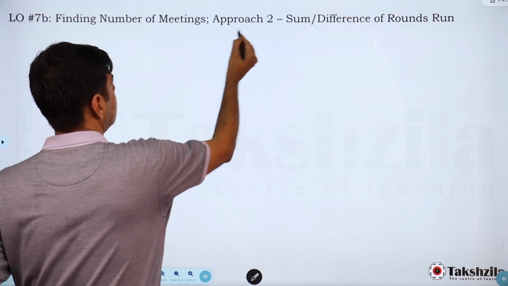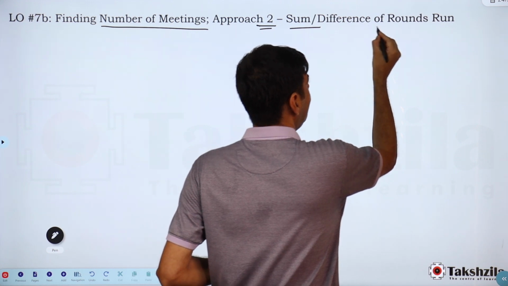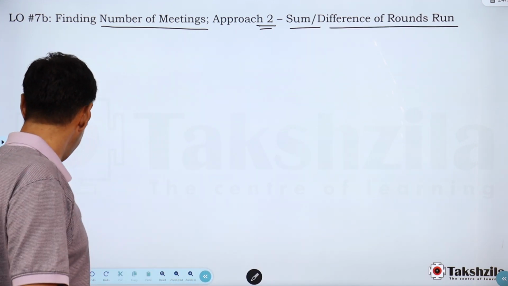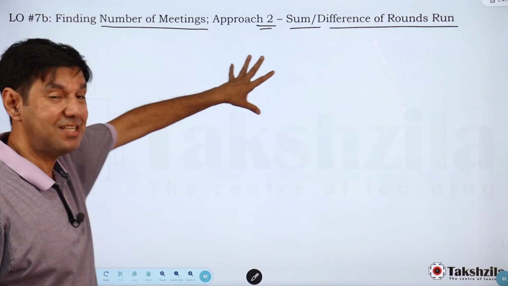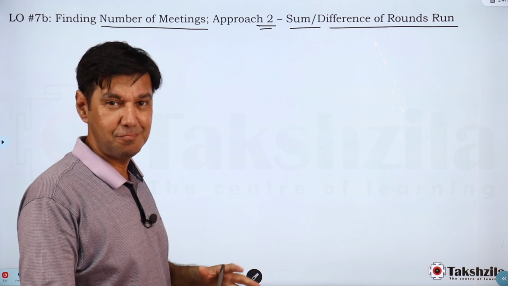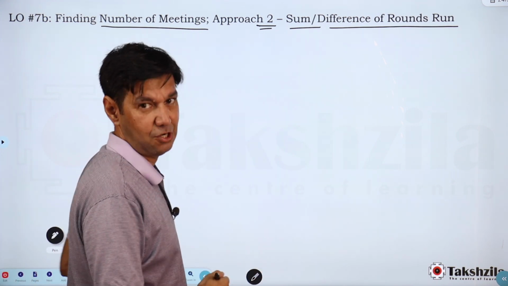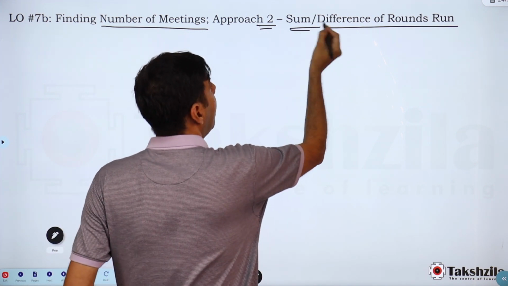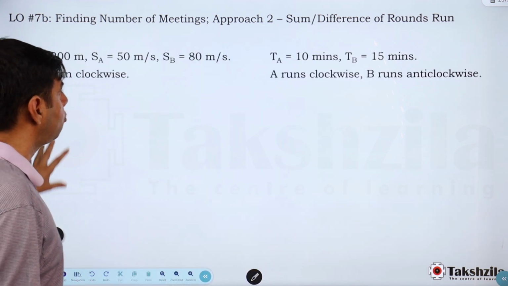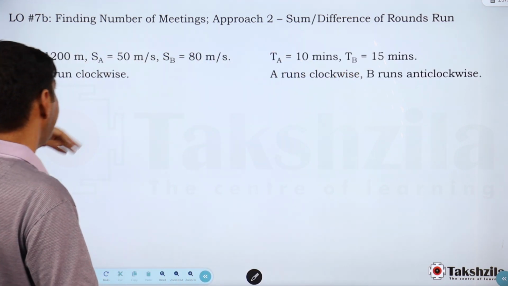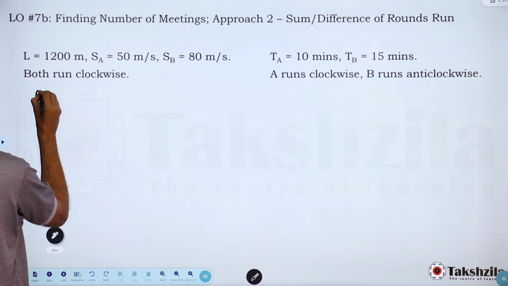Now the next approach, students, for number of meetings is a very insightful one: the sum and difference of rounds run. Sometimes I'm not going to use it, since the earlier approach is good enough and not time consuming, but this is so exciting, it puts a finishing touch on our understanding. So I think you should do it, and it will require a lot of attention from you. The sum or the difference of rounds run. So we are back to our starting 2 scenarios. So we are going to now talk about the meeting number.